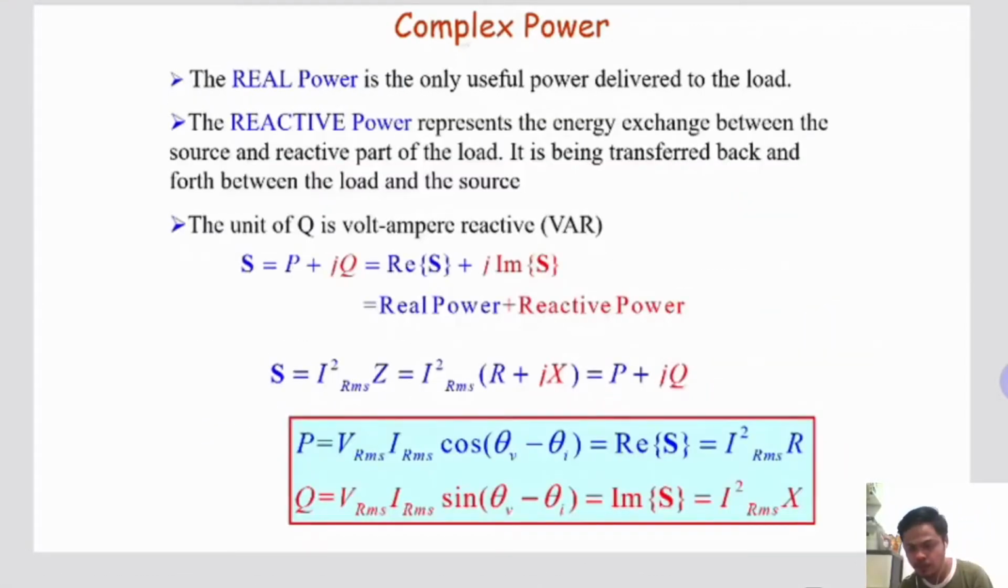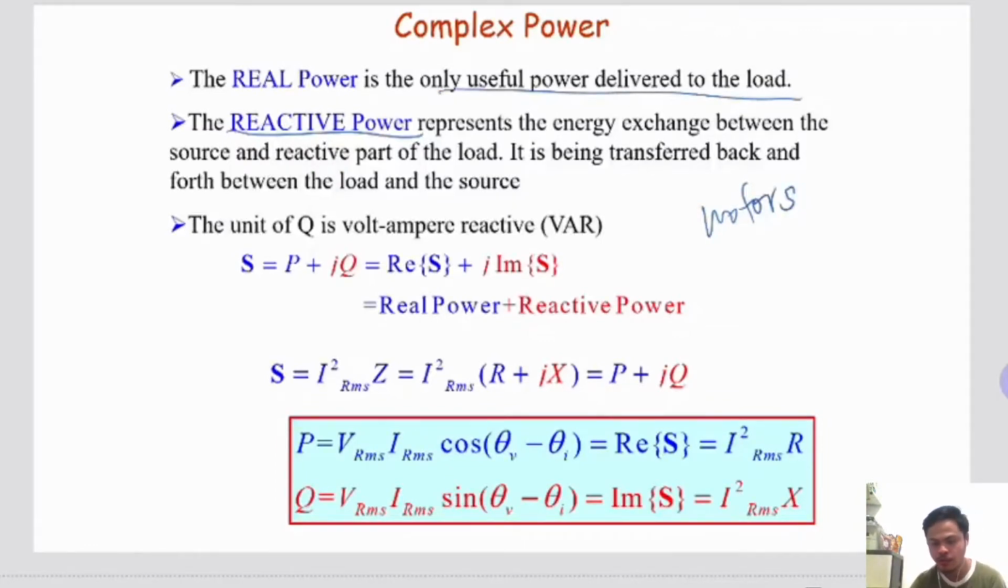Okay, real power is the only useful power delivered to the load. And reactive power represents the energy exchange between the source and the active part of the load. So this reactive power is required for reactive loads like motors and other forms of inductive load. The unit of Q is var. For P, that is in terms of watts. And S is in terms of VA.